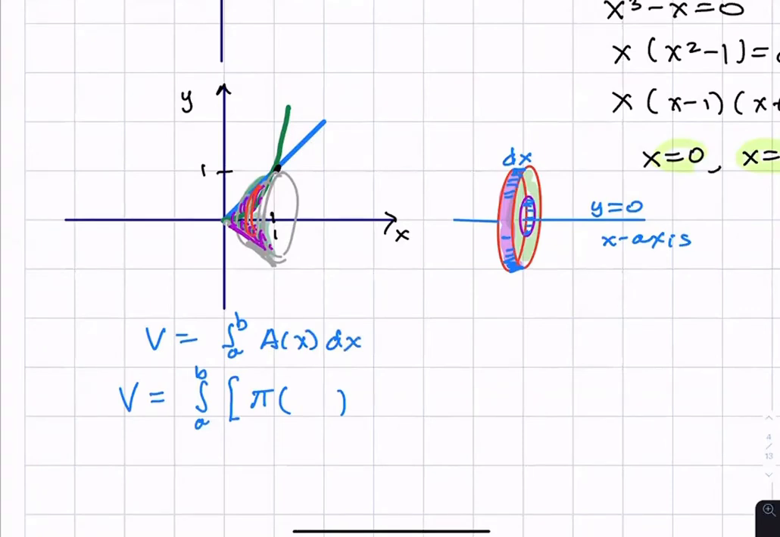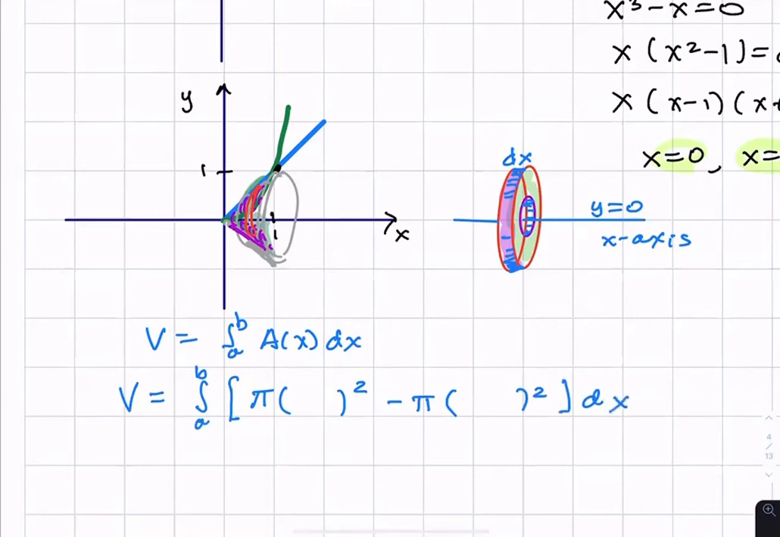So what is the area of the slice? Well, the slice, as you see, is a washer. When I slice this, I see a circle, and the area of the circle is pi r squared. But then there's a hole, and that hole has area pi r squared. So that's our area function.